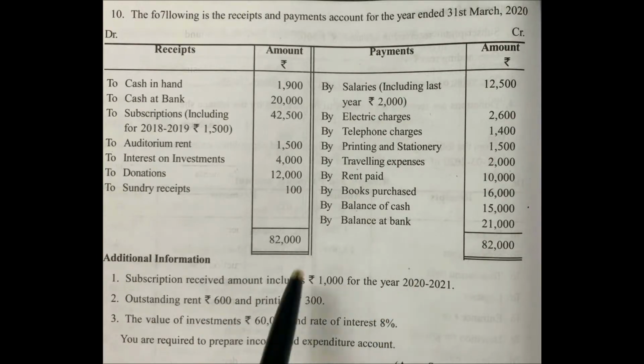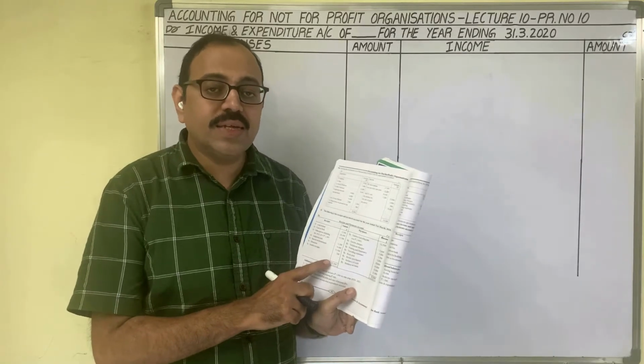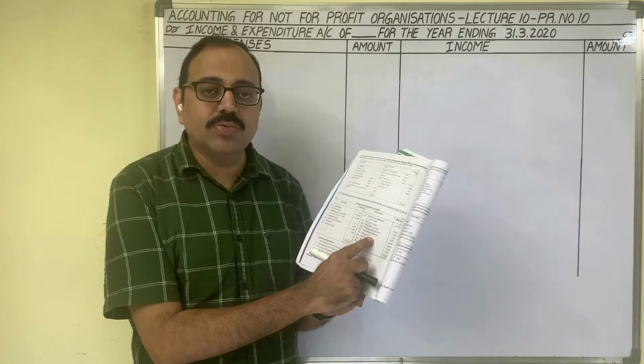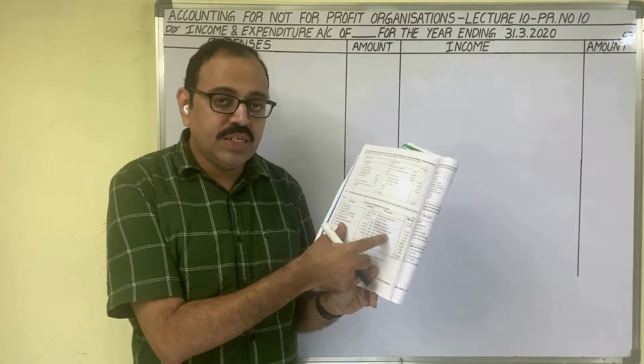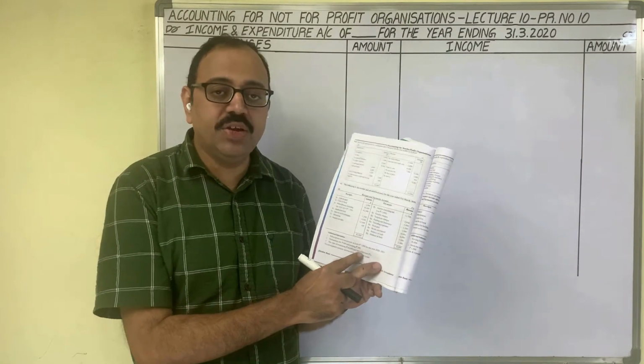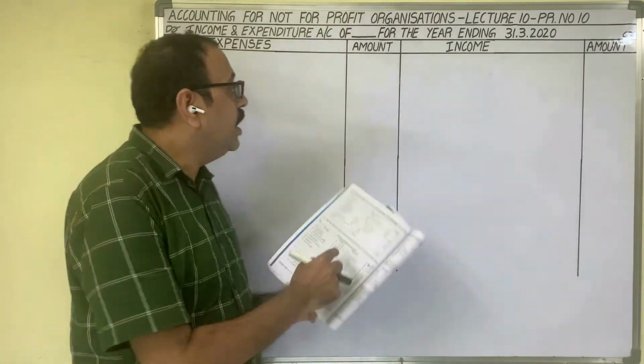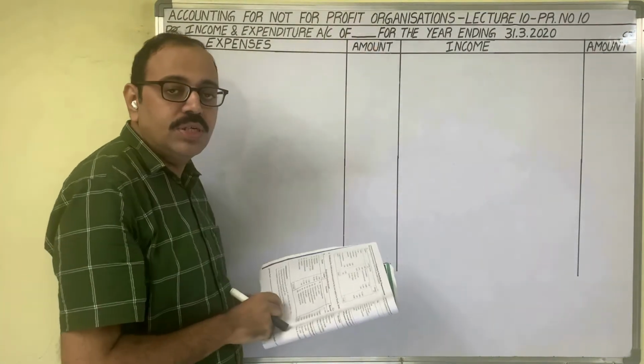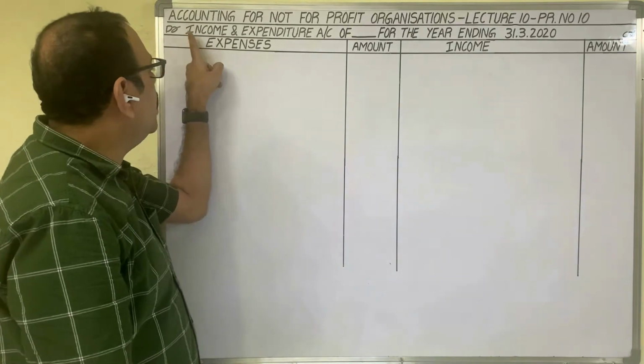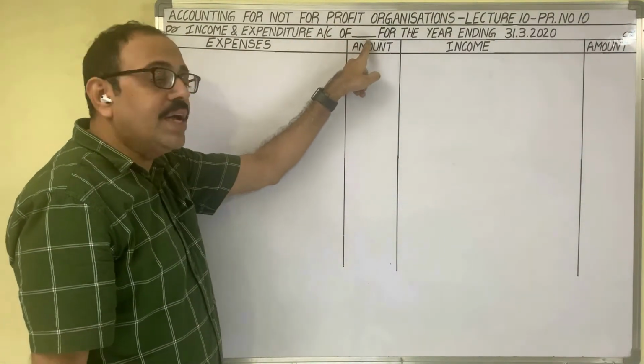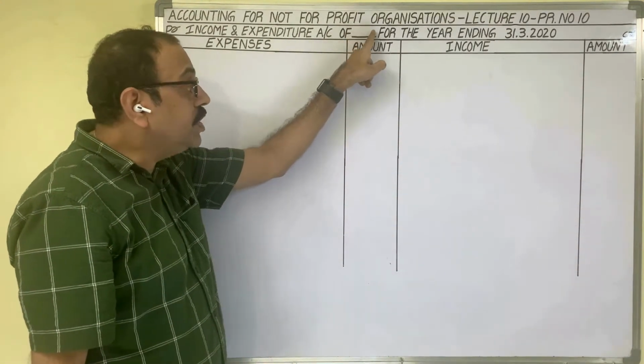Let us see the solution for this question. In the question, he has given the receipts and payments account. So with the help of the receipts and payments account and some additional information, we have to prepare the income and expenditure account. So the heading is income and expenditure account of dash. We have to write the firm name here.